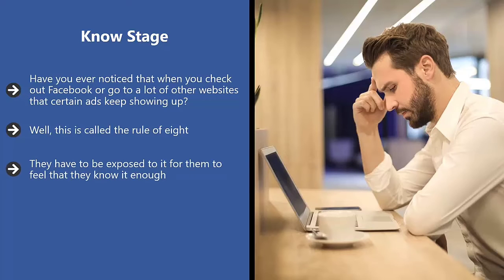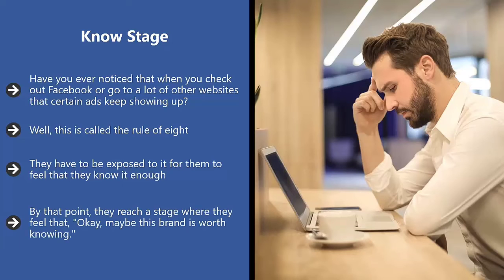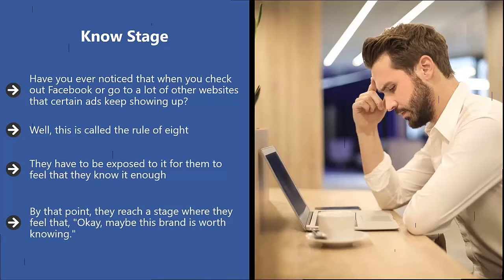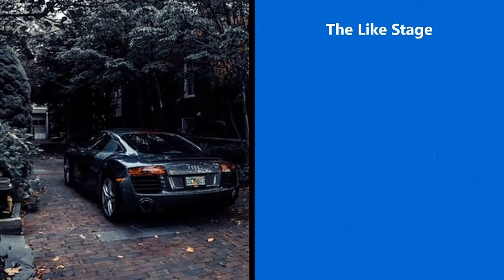They have to be exposed to it for them to feel that they know it enough. This can take the form of an ad, a graphic, an article, or even a mention in an article. By that point, they reach a stage where they feel that, okay, maybe this brand is worth knowing. So they start looking at the ad more closely. They start reading the article with more attention. After this stage, they then subconsciously decide whether they like the brand or the offer enough, or they like the solution being offered. The like stage.